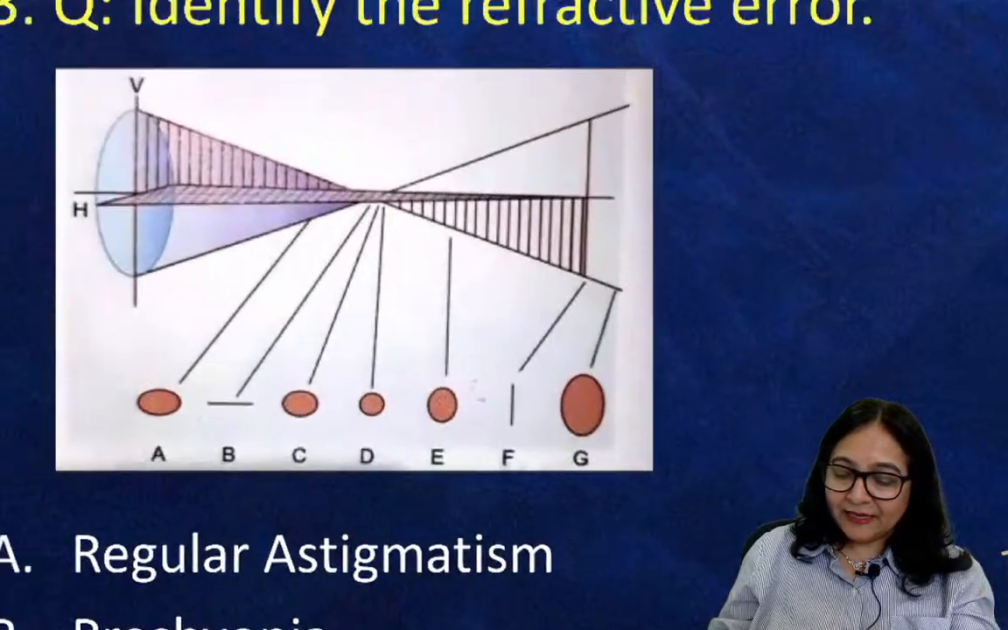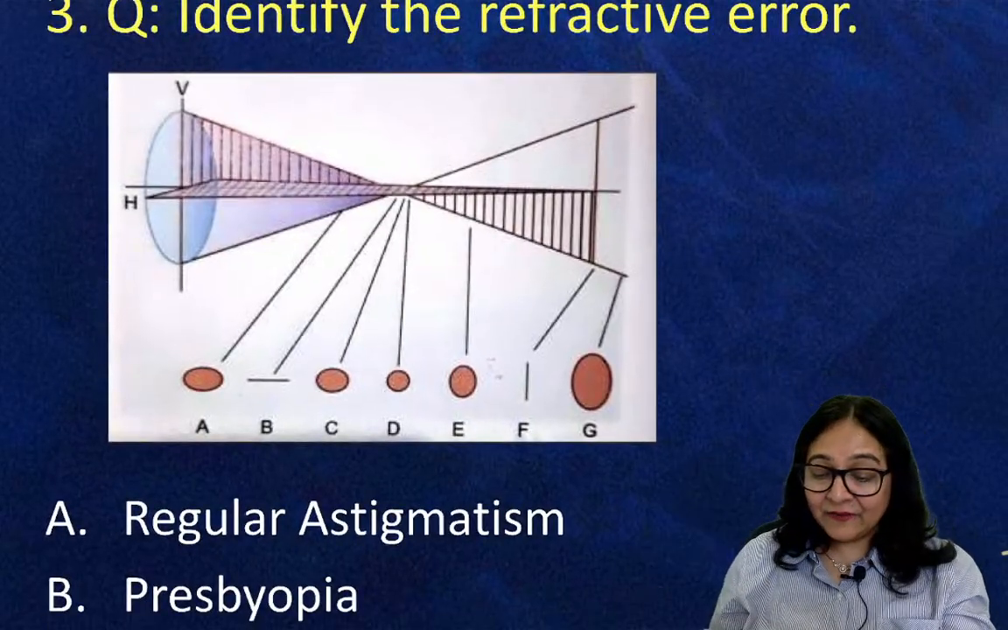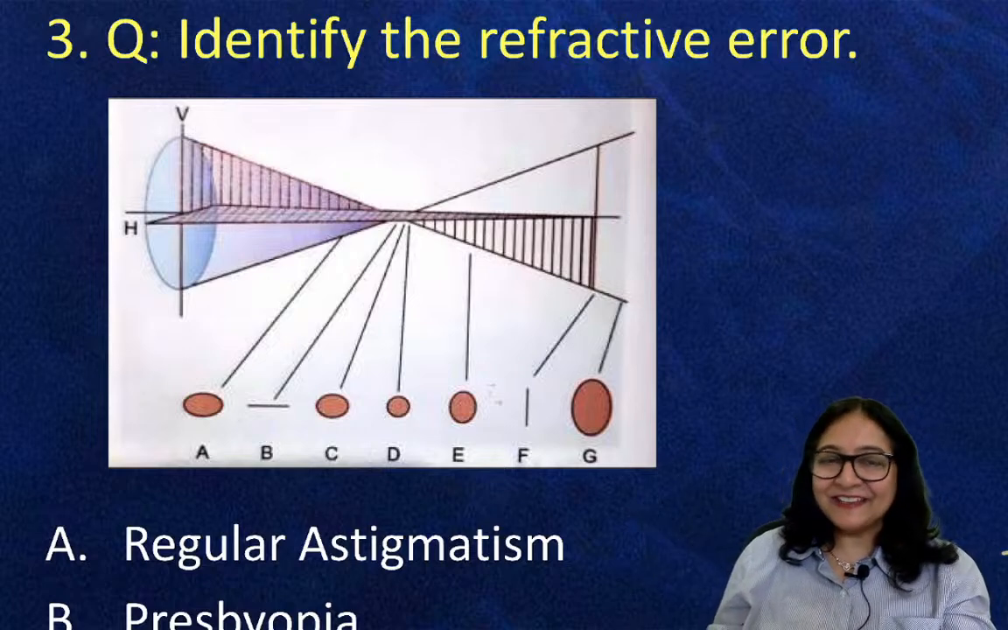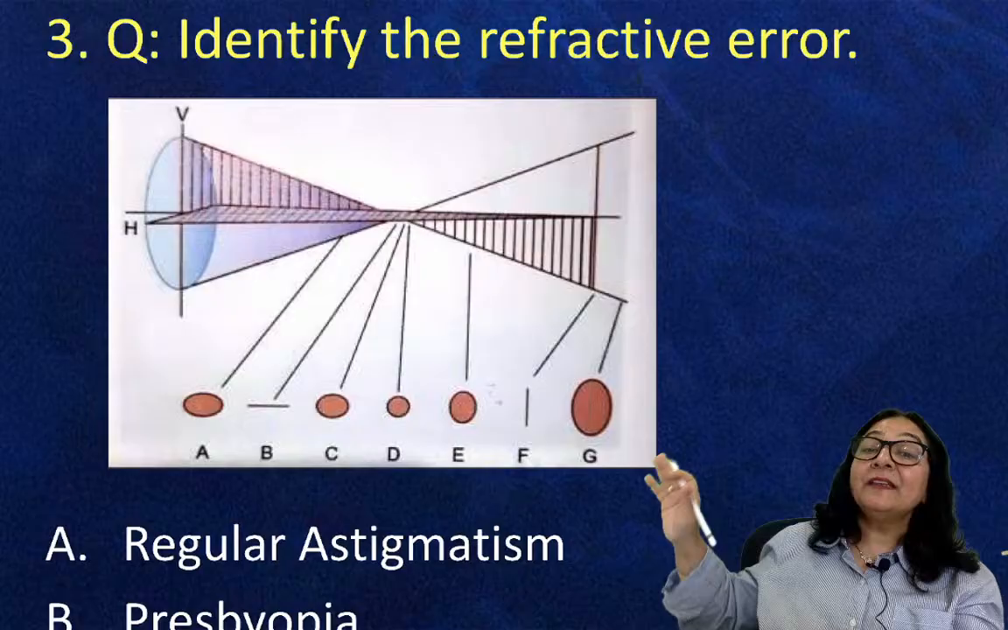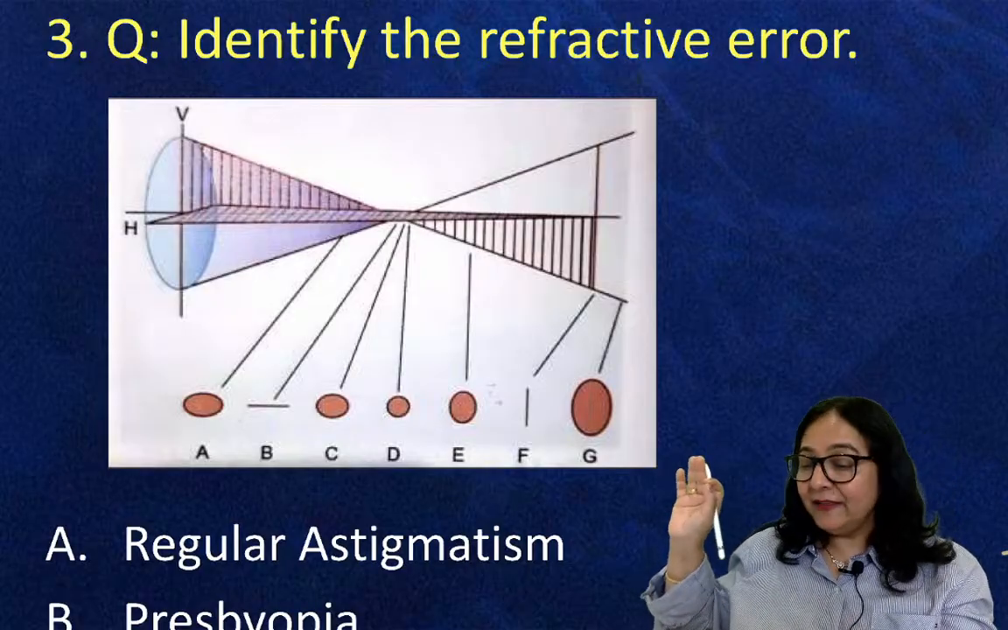So again, this image has been discussed in our classes. I think even in some of the mock tests or the test discussion which you would have done. This is an optical diagram of regular astigmatism.